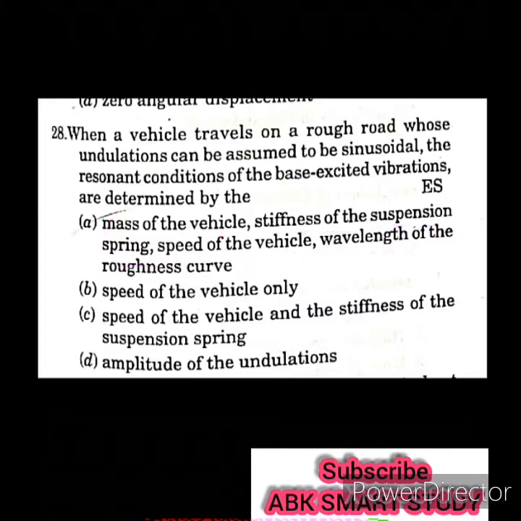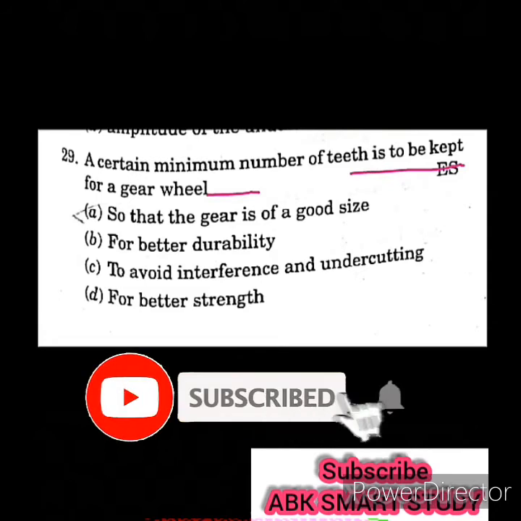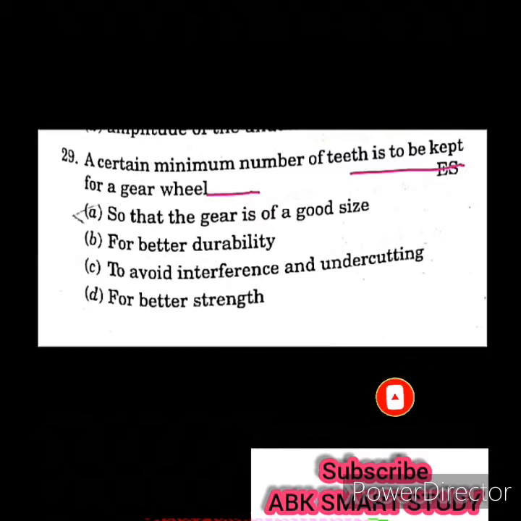Next question. A certain minimum number of teeth is to be kept for a gear wheel. Option A, so that the gear is of good size, for better durability, to avoid interference and undercutting, and for better strength. So a certain minimum number of teeth is kept on the gear wheel so that the gear is of a good size. So here option A is the correct answer.